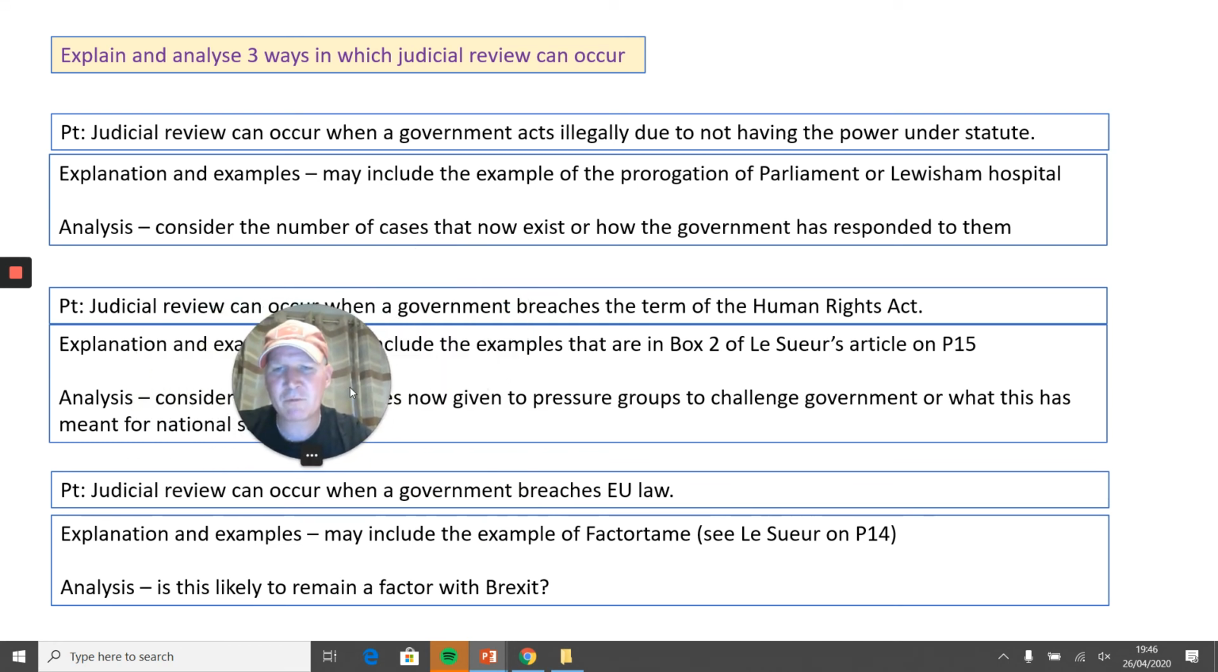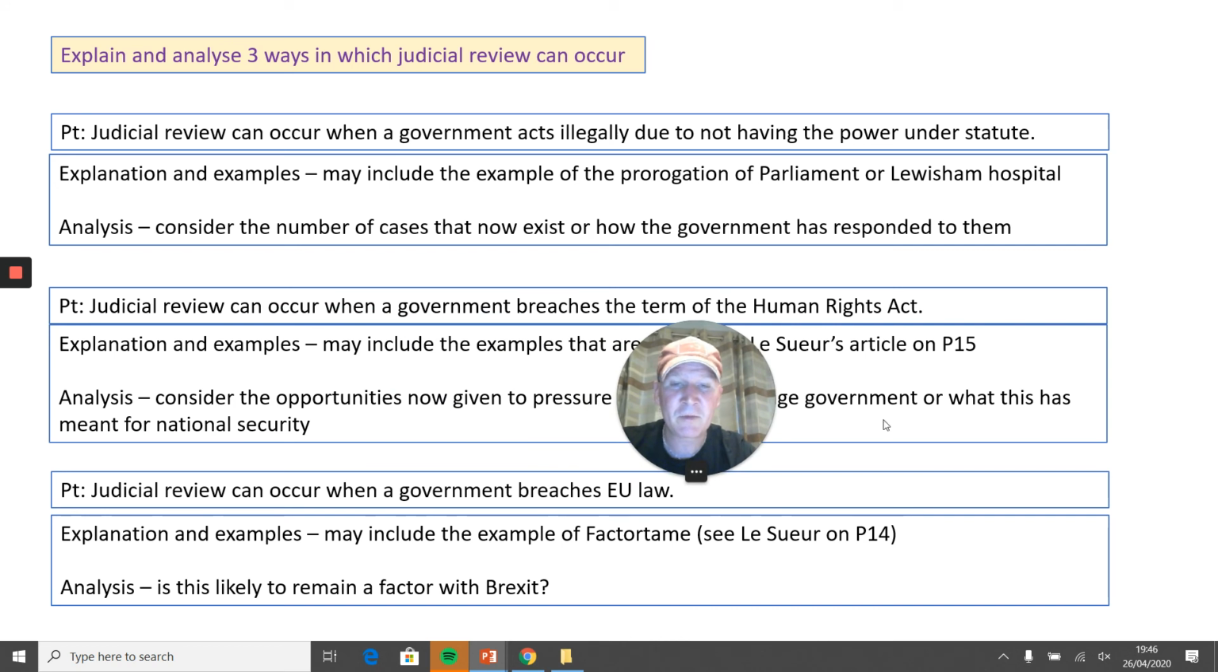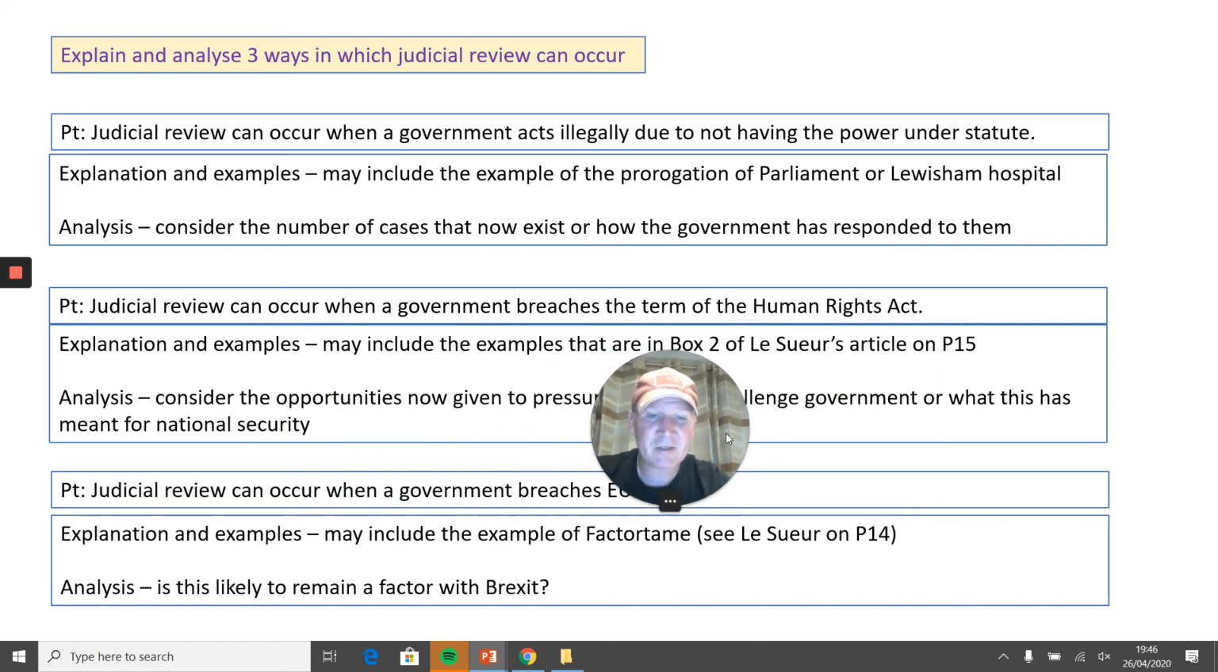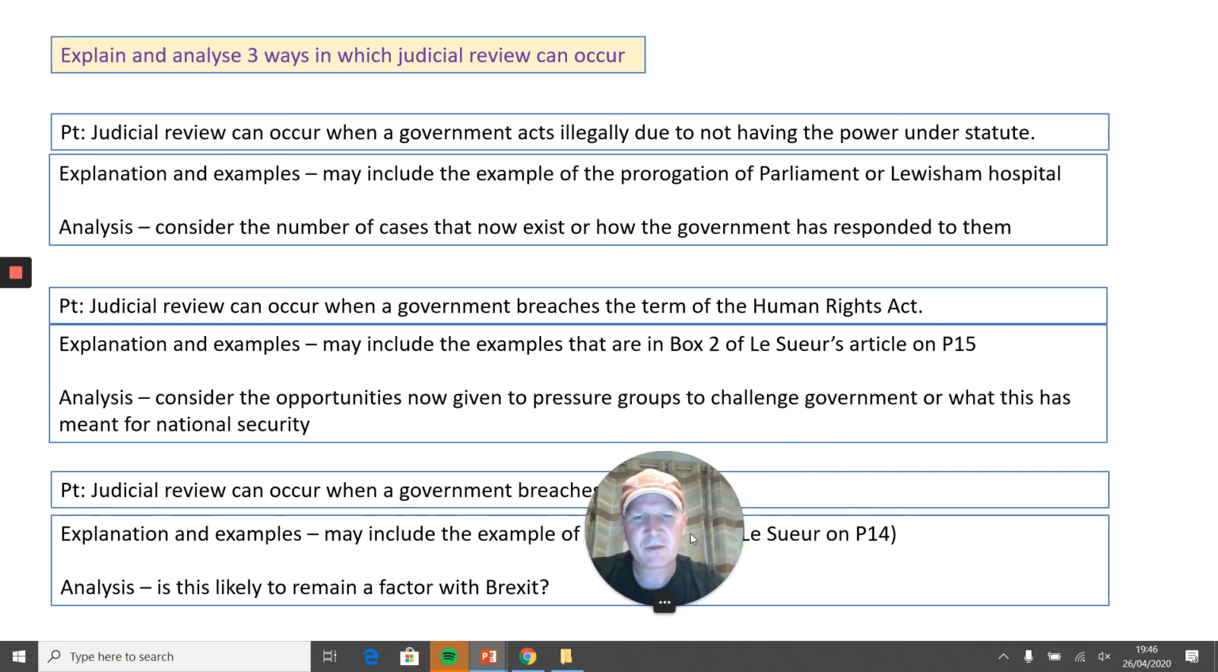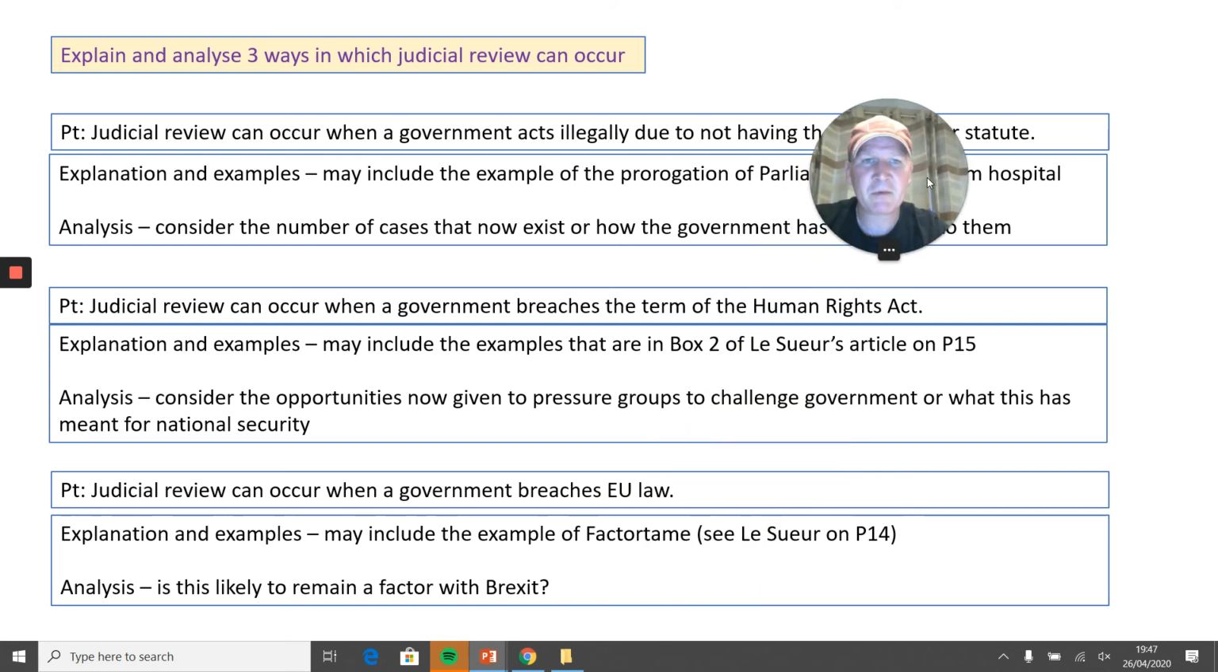Third point, judicial review can occur when the government breaches EU law. In explaining examples, the same example in Lesueur's article does the job there, explaining how the government or previous legislation does not fit in with EU regulation. However, your analysis, of course, will discuss the relevance of that in the context of Brexit, how important that's going to be as time moves forward, and the role the Supreme Court will play in judicial review in the new relationship with the European Union. It's a challenge for you, but you're well capable of doing that.